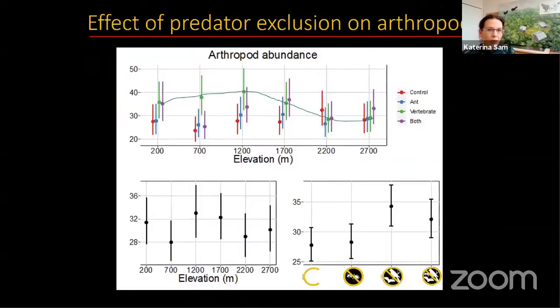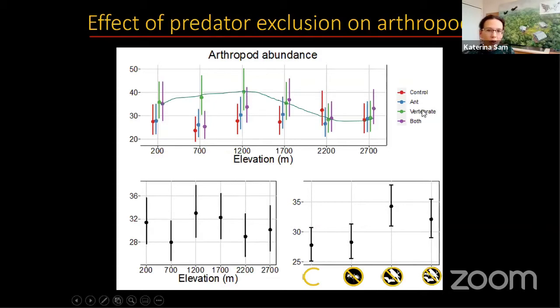And when we look at the results, we can see a few interesting things, but also a big variance in our experiment. So first, when we look at the control, red lines, and the blue lines, the ant exclusion, they are usually very close to each other. There is no big change. So ants altogether did not have any effect on the abundances of the arthropods.